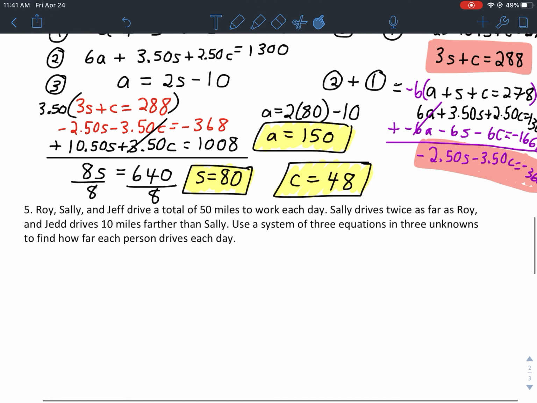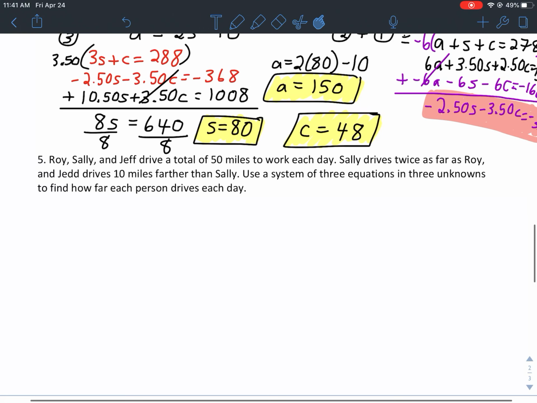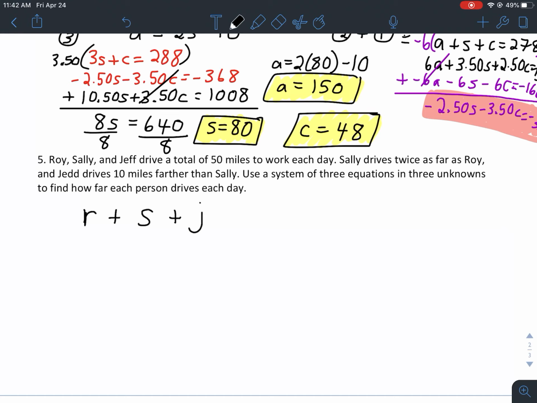And now our last one here. We have Roy, Sally, and Jeff, and they're driving a total of 50 miles to work each day. Okay. Sally drives twice as far as Roy, and Jed drives 10 miles farther than Sally. Okay, so we have Roy, I'm going to say is R, the number of miles that Roy drives, the number of miles that Sally drives is S, the number of miles that Jeff drives is J. And we know they drive a total, if you add them all together, of 50. So there's our first equation.